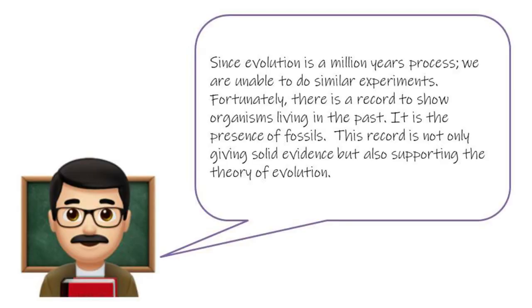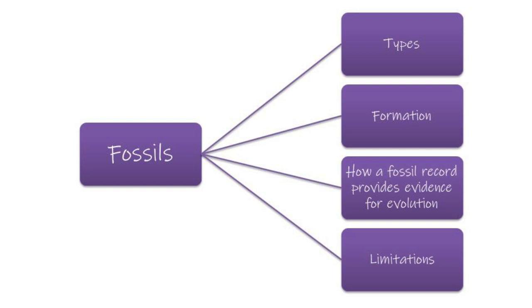Since evolution is a million-year process, we are unable to do similar experiments. Fortunately, there is a record to show organisms living in the past. It is the presence of fossils. The record is not only giving solid evidence, but also supporting the theory of evolution. We will discuss 4 aspects about fossils, including different types of fossils, formation of fossils, how a fossil record provides evidence for evolution and its limitations.